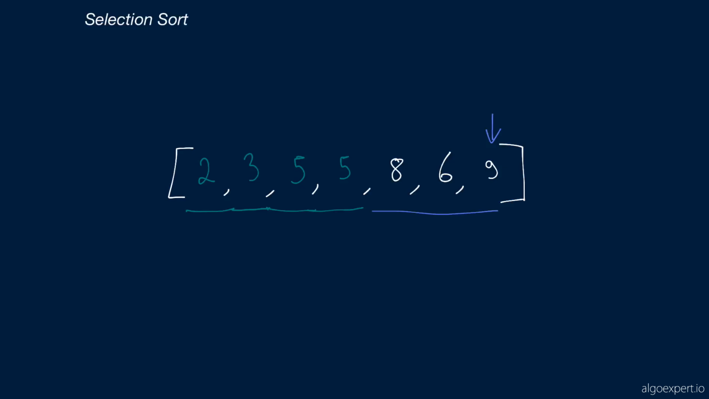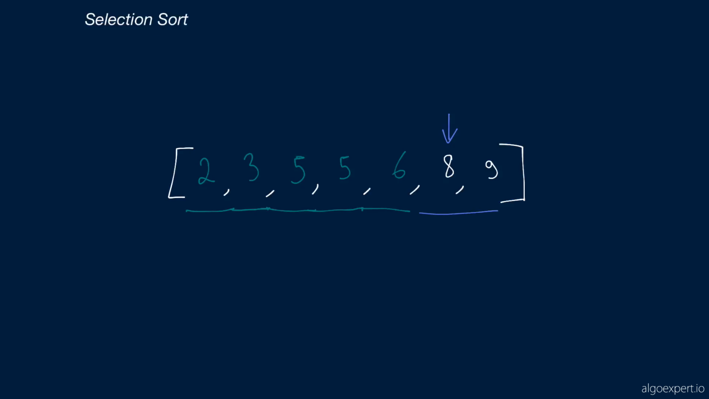Now we can move the arrow above the 8. 8 is our current smallest number. Is 6 less than 8? Yes, it is. So we can move the arrow above the 6. Is 9 less than 6? No, it's not. So 6 is our smallest number. We can swap 8 and 6. 6 and 8. All right. Erase part of that line and extend this.